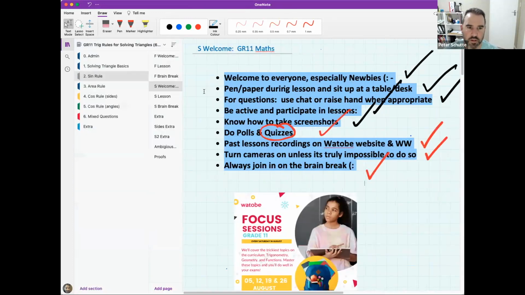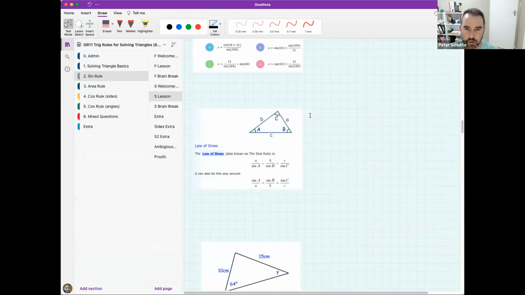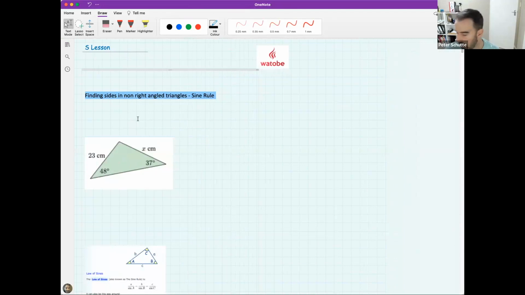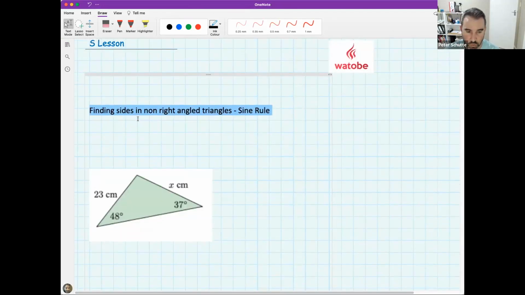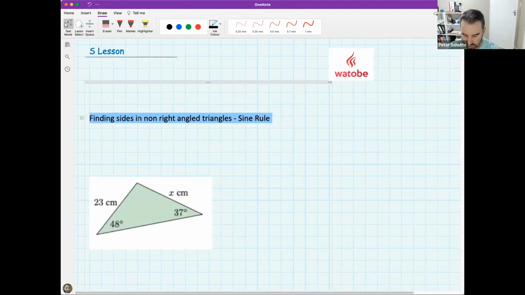Okay, so let's do this. So what are we learning about tonight? We are learning about something called the sine rule. And what the sine rule allows us to do, which is very helpful, is handle situations where we don't have a right-angled triangle.